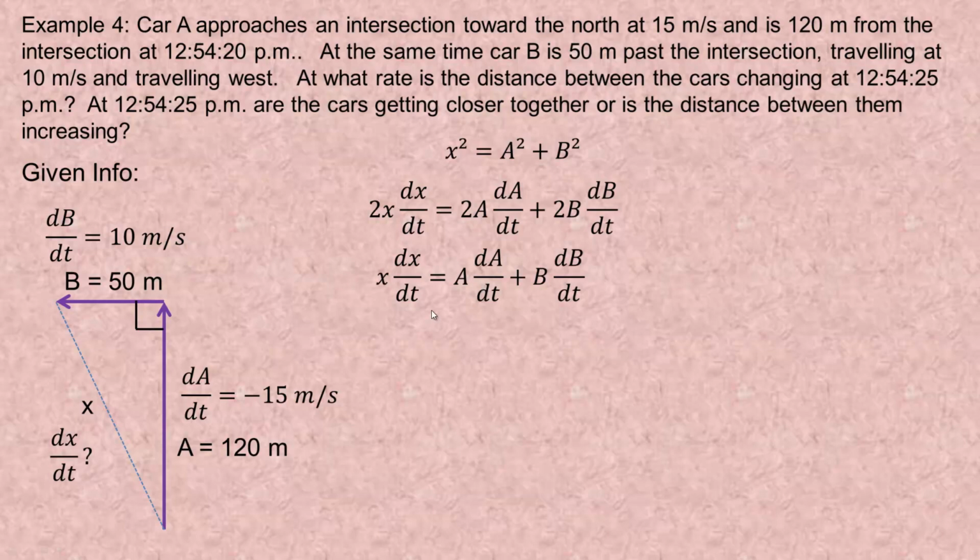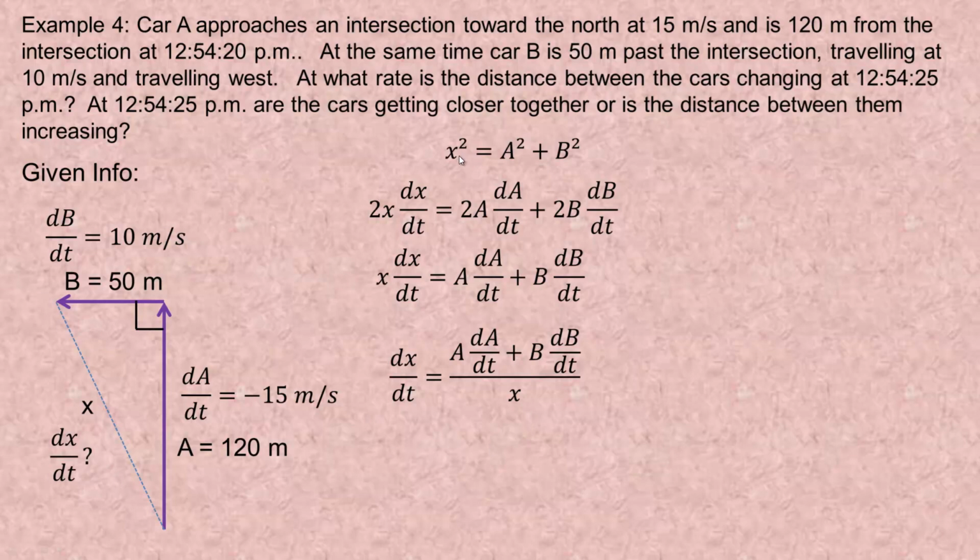And so we're trying to find dx/dt. That's what we're trying to find here. So it's almost isolated for dx/dt. We would just have to divide both sides by x. So dx/dt is this whole expression here divided by x. And I know a, I know b, I know this rate, I know this rate, I just don't know x, what this actual distance would be. So I do need to find that.